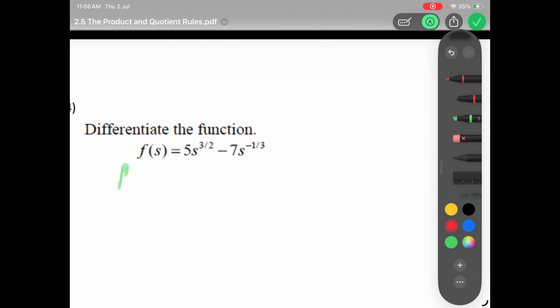Here I have 5. So I will multiply this 5 by the power of 3 over 2. Then s to which power? I will reduce this power by 1. So 3 over 2 minus 2, you can do it by minus 1, sorry. You can do it by calculator. It will be 1/2. Okay.